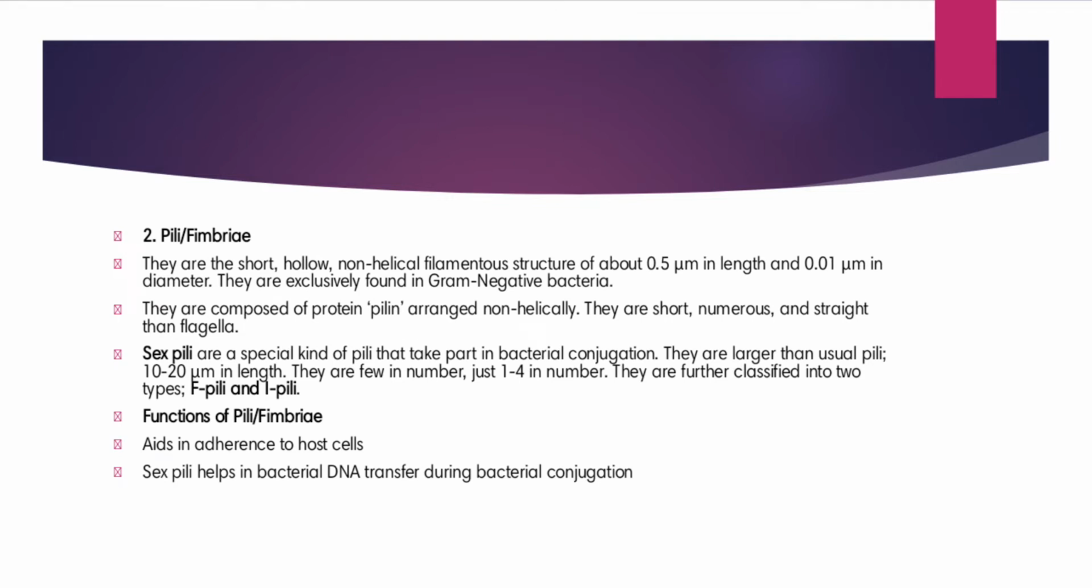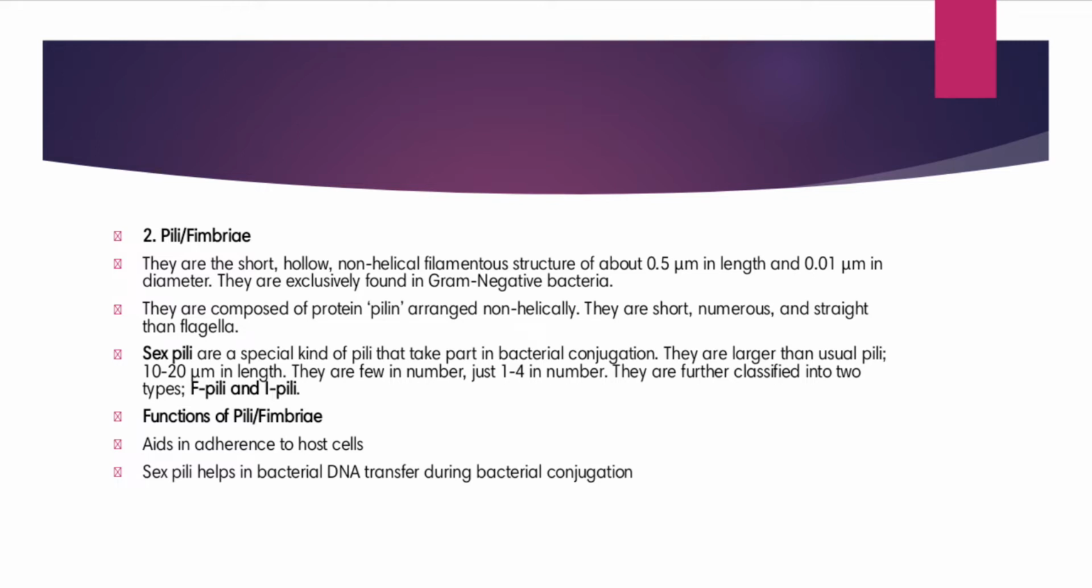Pili and fimbriae are short, hollow, non-helical filamentous structures of about 0.5 μm in length and 0.01 μm in diameter. They are exclusively found in gram-negative bacteria. They are composed of pilin protein arranged non-helically. They are short, numerous, and straighter than the flagella.